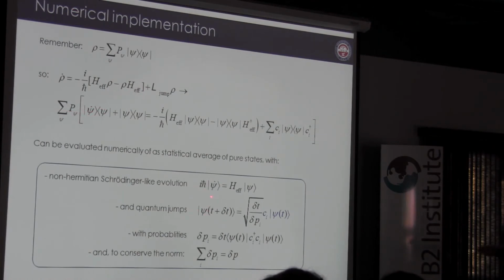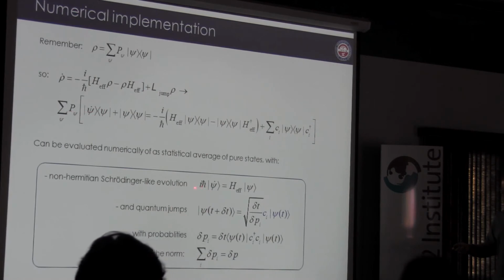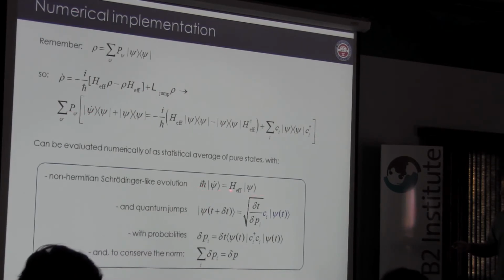So I can unpack this into an equation of motion just for a particular wave function. What I get is, first of all, a non-Hermitian evolution, a sort of free evolution that doesn't conserve norm. And then I have a quantum jump. So when I do the numerical implementation, let me go through the steps here.